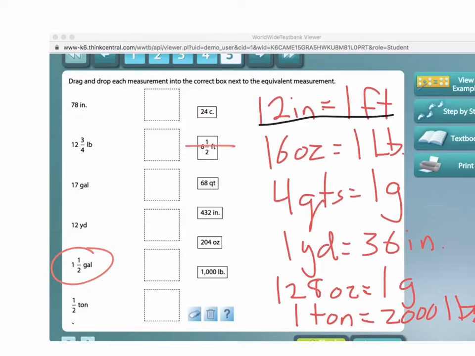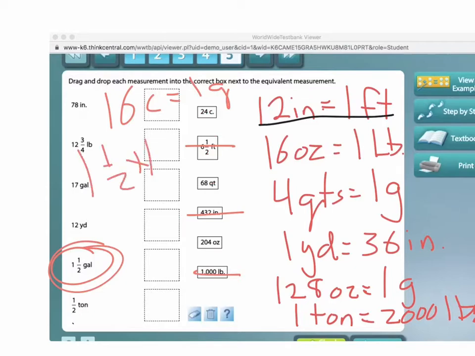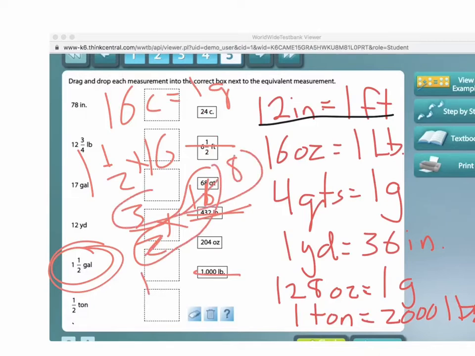Fifth part of the problem, you're converting 1.5 gallons into another form of volume. So it's not going to be feet, could be quarts, not going to be inches, could be ounces. If they're fluid ounces, it's not going to be pounds. So remember earlier I said that 16 cups is going to equal 1 gallon. So I have a feeling it's going to be 24 cups because 1.5 times 16 is going to equal 3 halves times 16. And if I cross cancel that, 2 goes into 2 once, 2 goes into 16 8 times, 3 times 8 is 24. So the answer is going to be 24 cups.